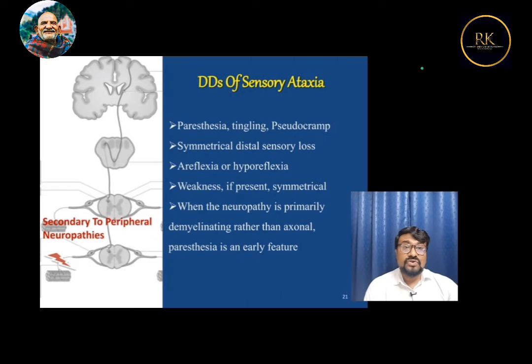For sensory ataxia at the level of peripheral nerves, that is secondary to peripheral neuropathies, these patients will present with paresthesia, tingling or pseudocramps, symmetrical distal sensory loss, and areflexia or hyporeflexia. Weakness, if present, is symmetrical, and when the neuropathy is primarily demyelinating rather than axonal, paresthesia is an early feature. These are the features the patient will present with if the etiology is at the level of peripheral nerves.